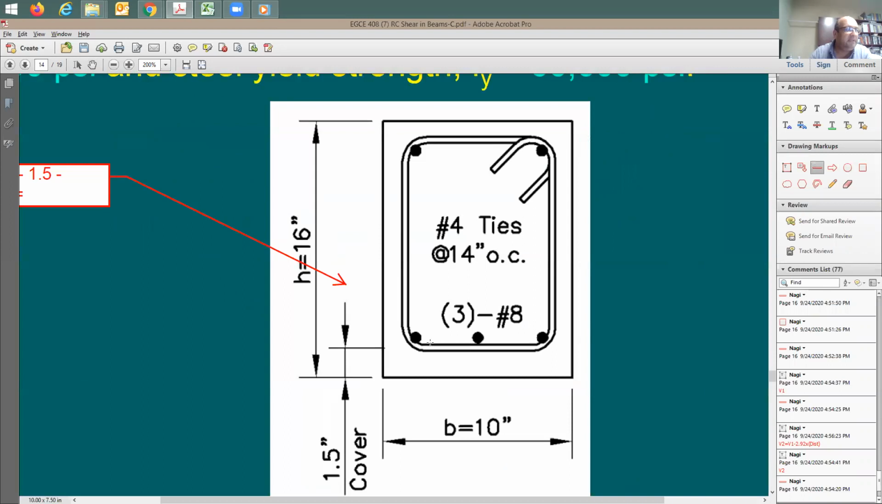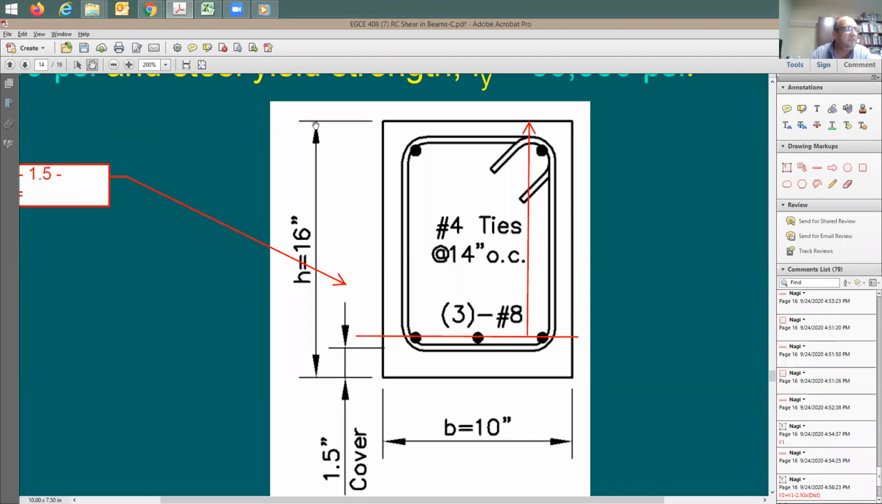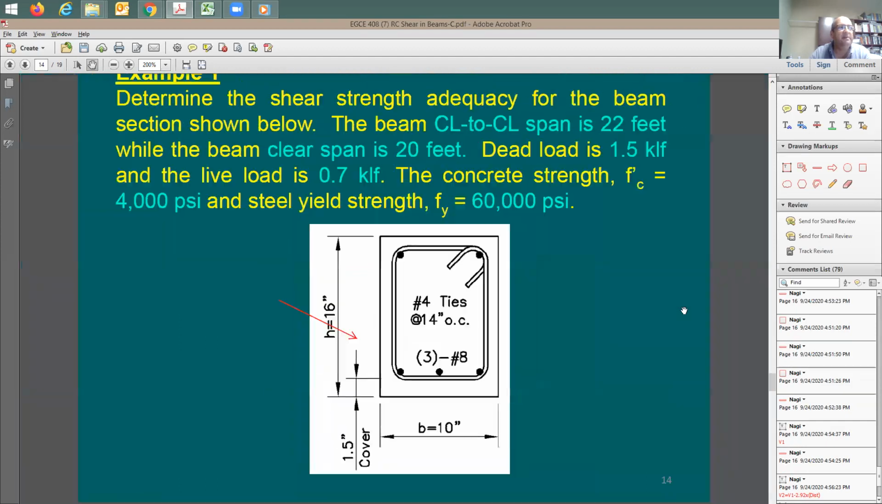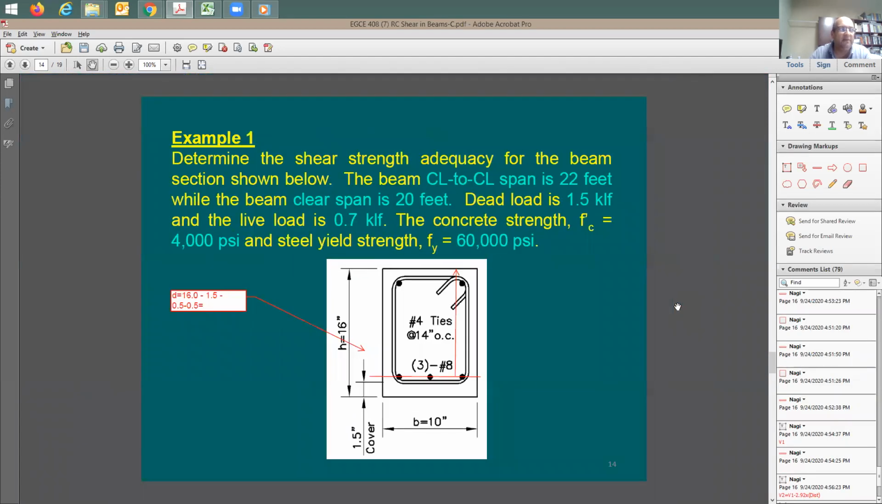So what did I do? I was trying to find the distance from the center of this rebar to the top of the concrete, this distance here. It's equal to 16 minus 1.5 minus half inch for the tie, minus half of this bar diameter. So actually it was not given, it was calculated. So the depth 13.5 was just calculated. Are we good? Questions? All right, I'm going to stop here and switch to the homework. Does it make sense? What do you guys think?